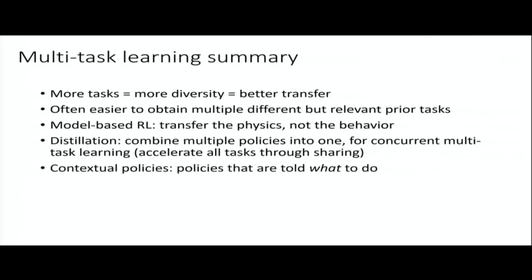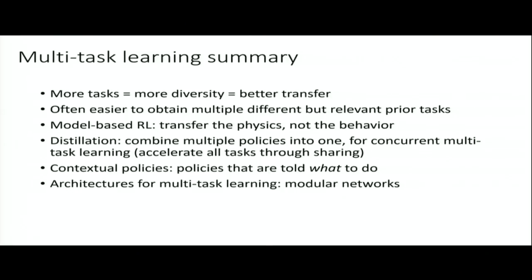If you have a setting where the observation alone is not enough to figure out what you're supposed to be doing, then you can consider adding a context and getting a contextual policy where it gets an additional variable appended to the state to tell it which task it's supposed to be performing. And then if you want to consider architecture specific for multitask learning, or if you have settings where the different tasks have, for example, different state dimensionalities, you can look into modular networks and ways to design these reusable components that can be shared across different tasks.